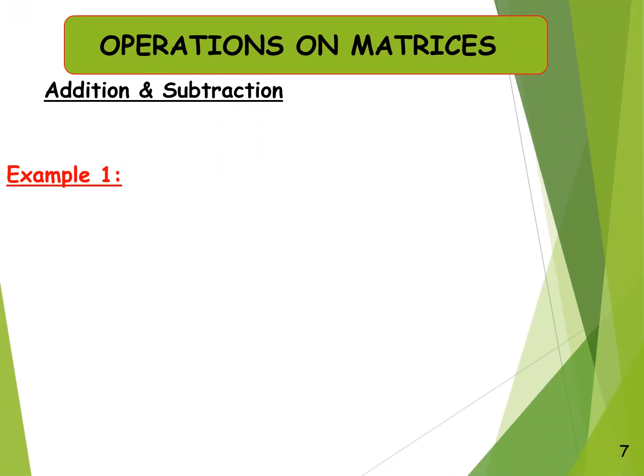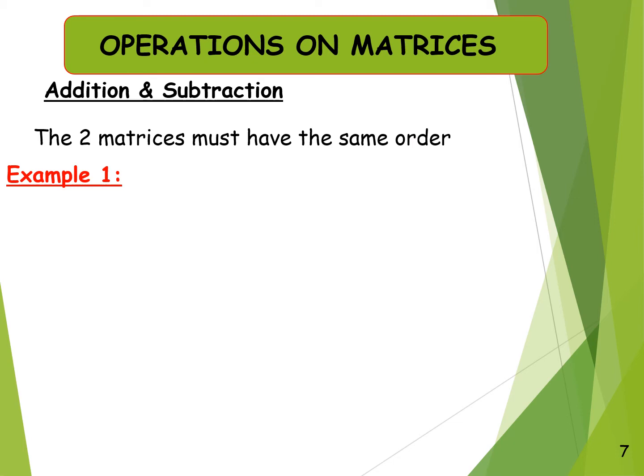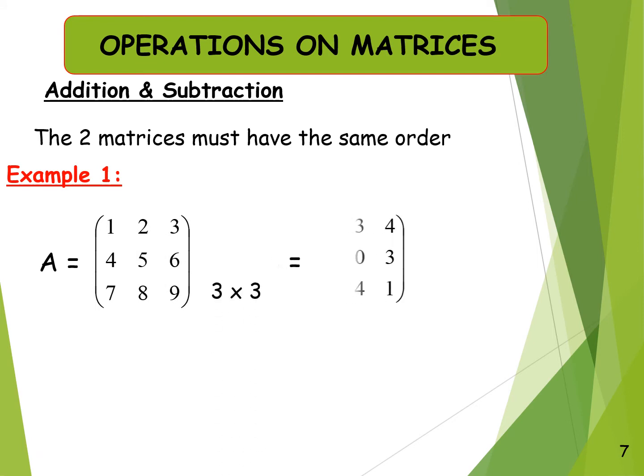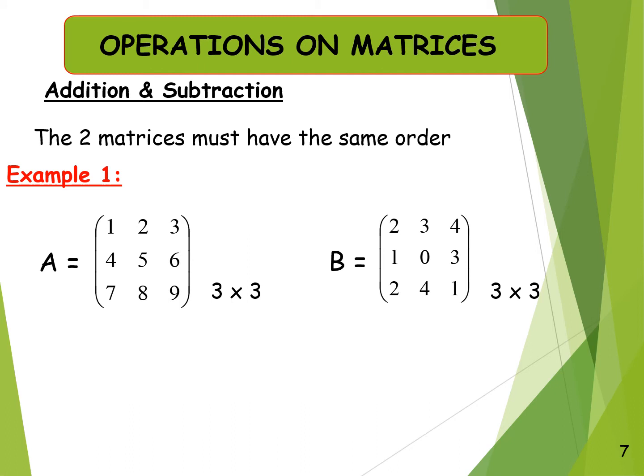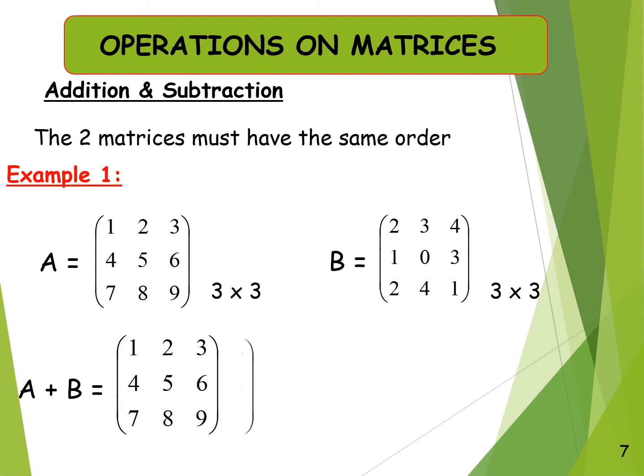Operations on matrices, addition and subtraction. Addition and subtraction of matrices are only defined when they are of the same order. Example 1. A is a 3 by 3 matrix and B is also a 3 by 3 matrix. The sum of A and B is the sum of the corresponding elements in A and B.